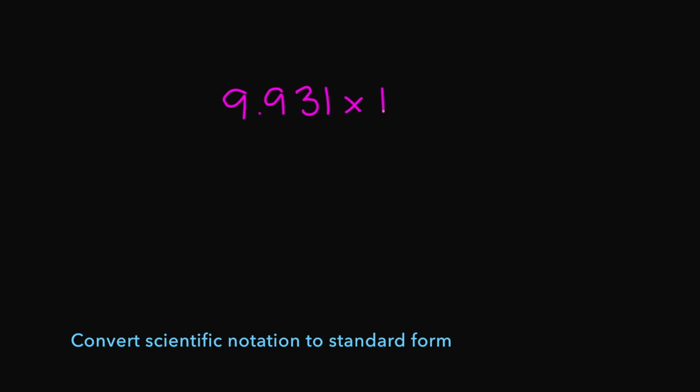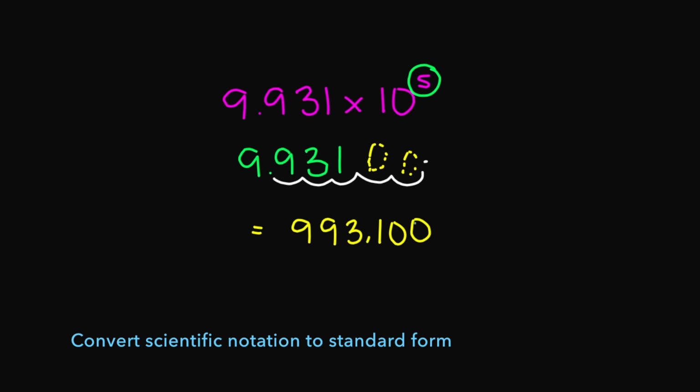9.931 times 10 to the 5th power. Since my exponent here is positive, I'm going to move my decimal point 5 places to the right. So we're going to get 1, 2, 3, 4, 5. It puts me right here. And the empty spaces here, I'm just going to go ahead and fill them in with zeros. So your standard form is going to be 993,100.